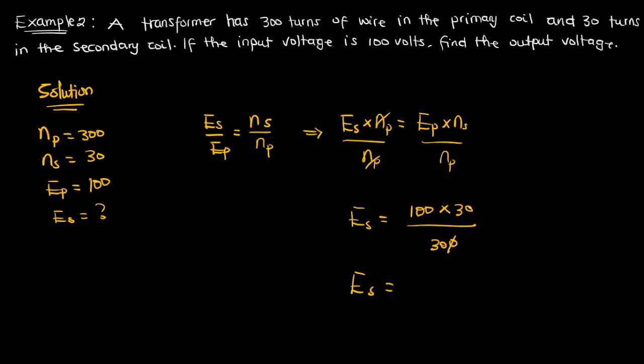The 0 here will cancel the 0 here, and the second one will cancel this over here. So I have 10 multiplied by 3 at the top, that will give me 30. Then I have 3 at the bottom, so this is equal to 10. 30 divided by 3 is 10. So 10 volts is my answer. And like I said, the output voltage is smaller than the input voltage, so it's 10 to 100. So it is a step down transformer, and this proves that my answer is indeed correct. All right, let's have a look at one final example.